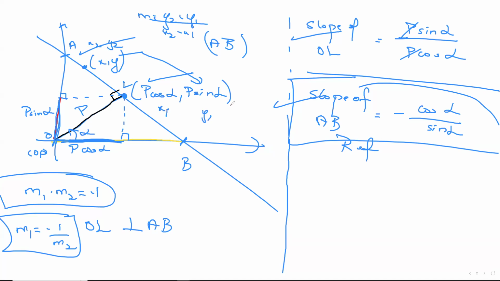So y2 minus y1 is y minus p sin alpha, divided by x minus p cos alpha. You got this. This is the slope of the line, got it, from these 2 points lying on the line AB. But the good thing here is we already know the slope of the line AB as a reference slope. We will equate it. Simple.